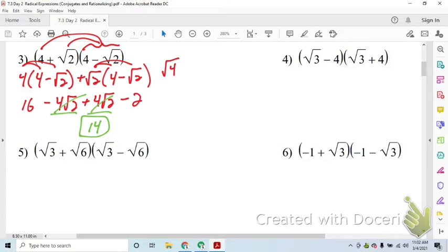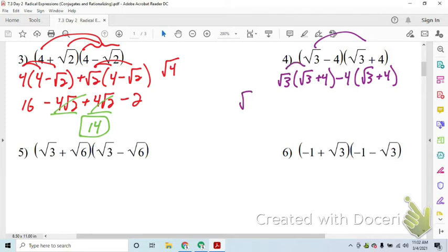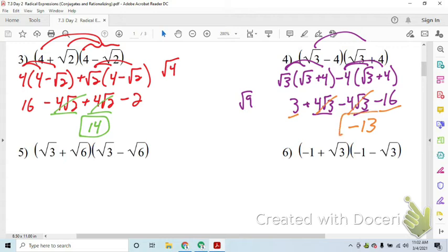Then over here I have root 3 times root 3 plus 4. Then I have minus 4 times root 3 plus 4 as well. So root 3 times root 3 is going to be the square root of 9, which is just 3. Root 3 times 4 is plus 4 root 3. Then I have minus 4 root 3. Then I have minus 16. So those two once again make 0. They're gone. I have 3 minus 16, which is negative 13.